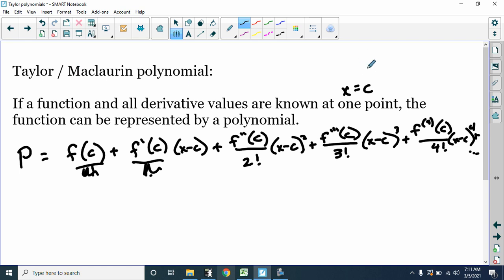Where it's centered, if it is centered at 0, it is called a Maclaurin polynomial. If it is centered anywhere else, it's a Taylor polynomial. Really, this is a Taylor polynomial too. It's just a special type of Taylor polynomial. So if you ever see Maclaurin polynomial, just know that it's centered at 0.